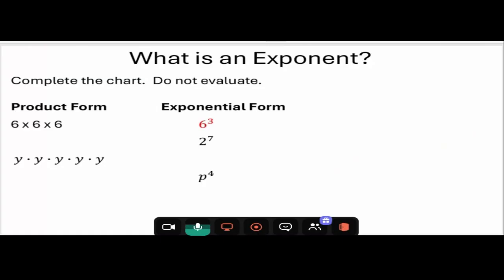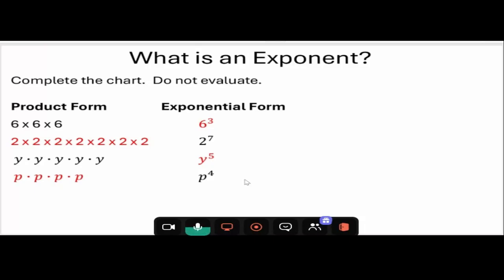2 to the power of 7 means you're going to multiply 2 by itself 7 times. There we go. 2 times 2 times 2 times 2 times 2 times 2 times 2. That's 7 2's. There we have 5 y's being multiplied by themselves. So y to the power of 5. And how would we write p to the 4th? That would be p times p times p times p, like so.